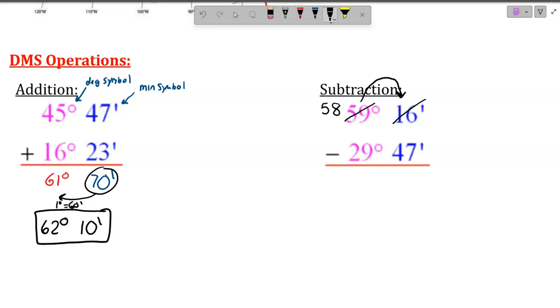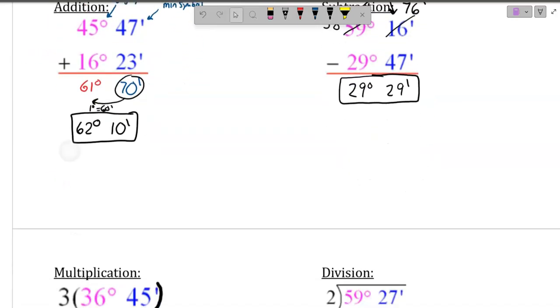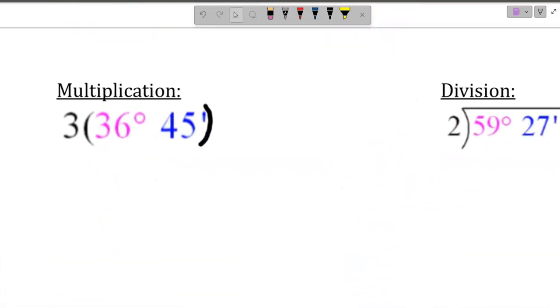Now, since 1 degree is equal to 60 minutes, that means now I have a total of 76 minutes I am working with. And now I can proceed with my subtraction in a much simpler way. We get 29, and then 58 minus 29 is also 29. So we end up with 29 degrees and 29 minutes.